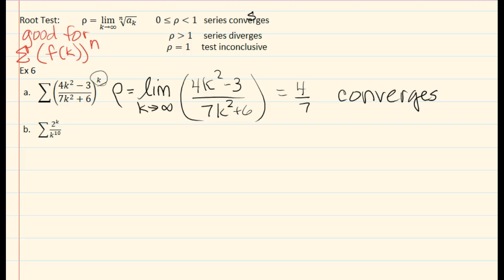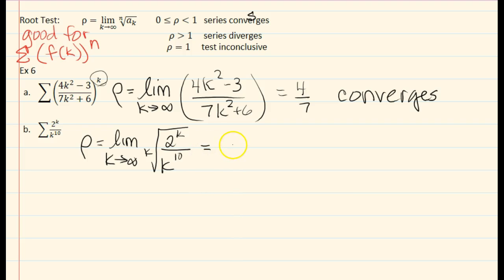Let's take a look at example B, where we have the infinite sum of 2 to the k over k to the 10th power. Again, we can use the divergence test to see if it diverges. We probably would have to use our growth rates, but just in case we forget to use the divergence test first, we can still let the root test tell us if it diverges or not. So I'm going to take the limit as k goes to infinity of the kth root of 2 to the k over k to the 10th power.